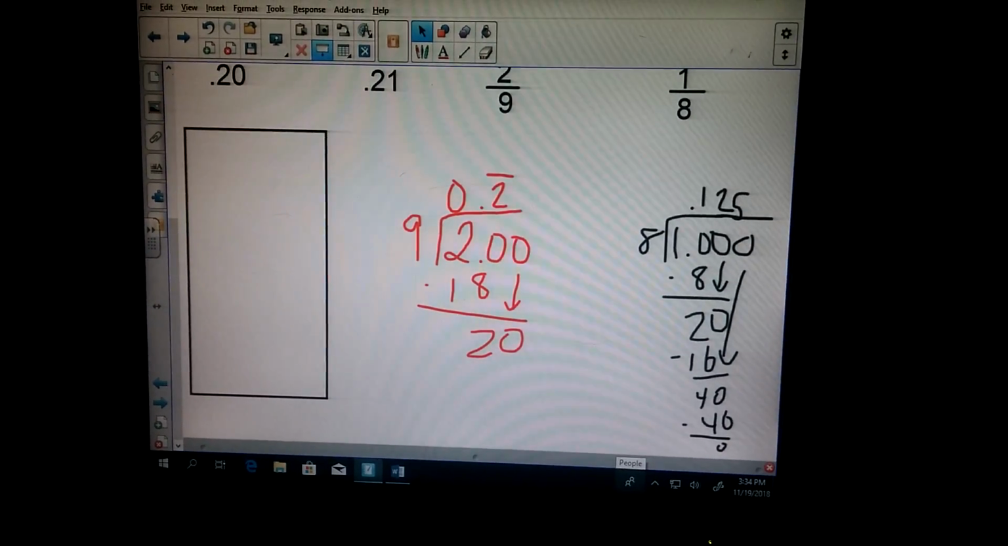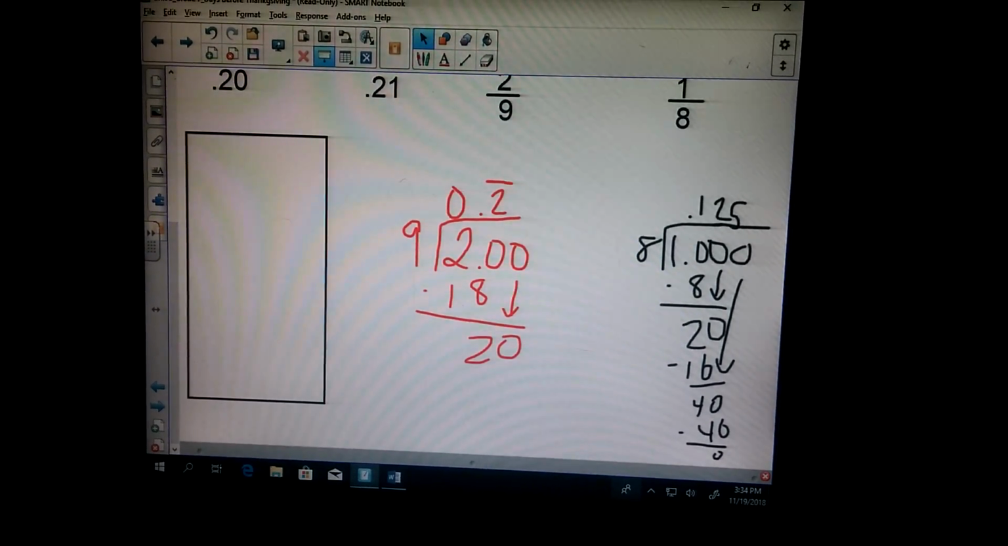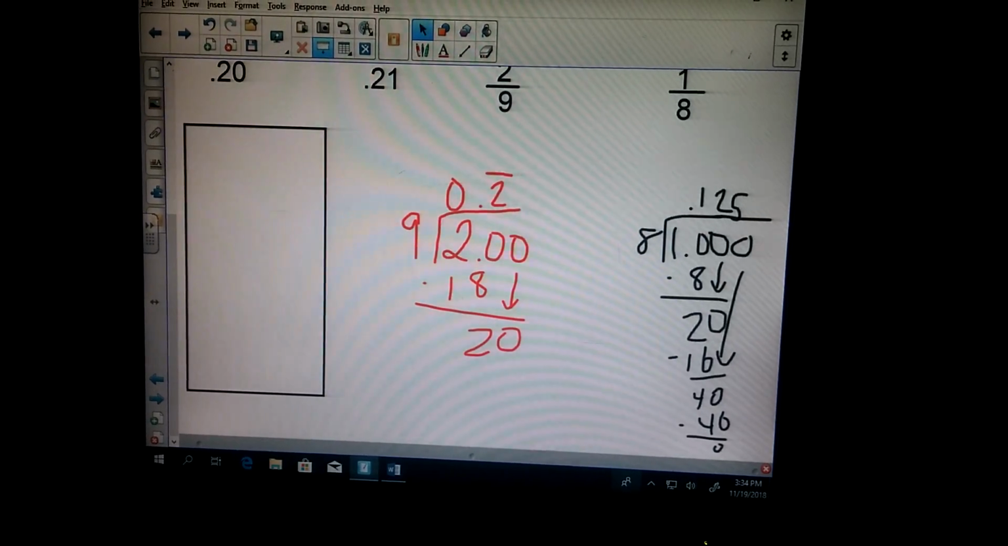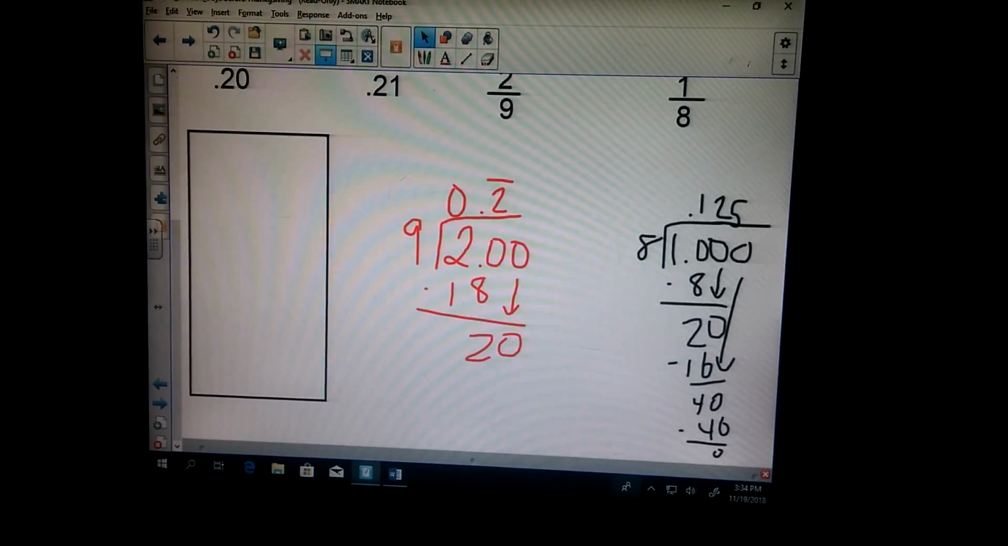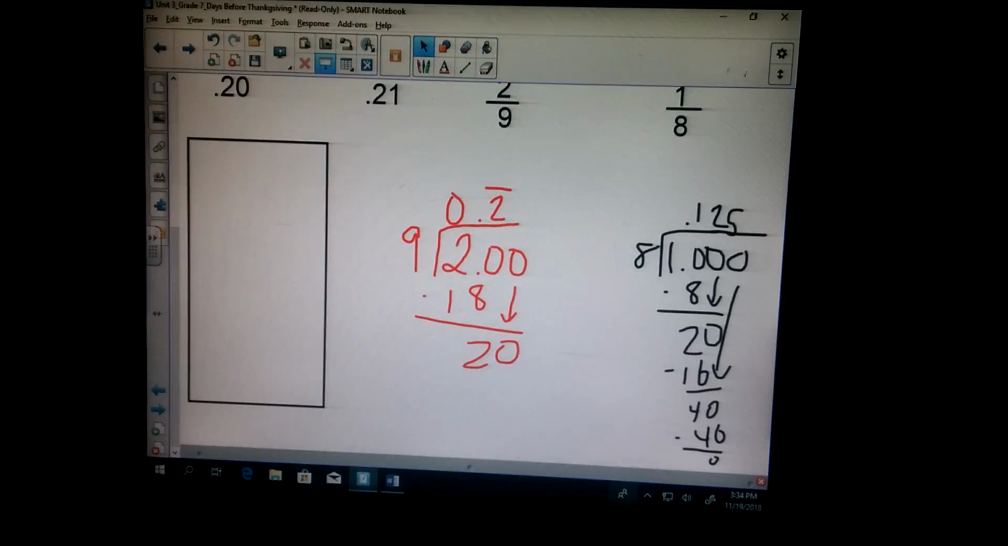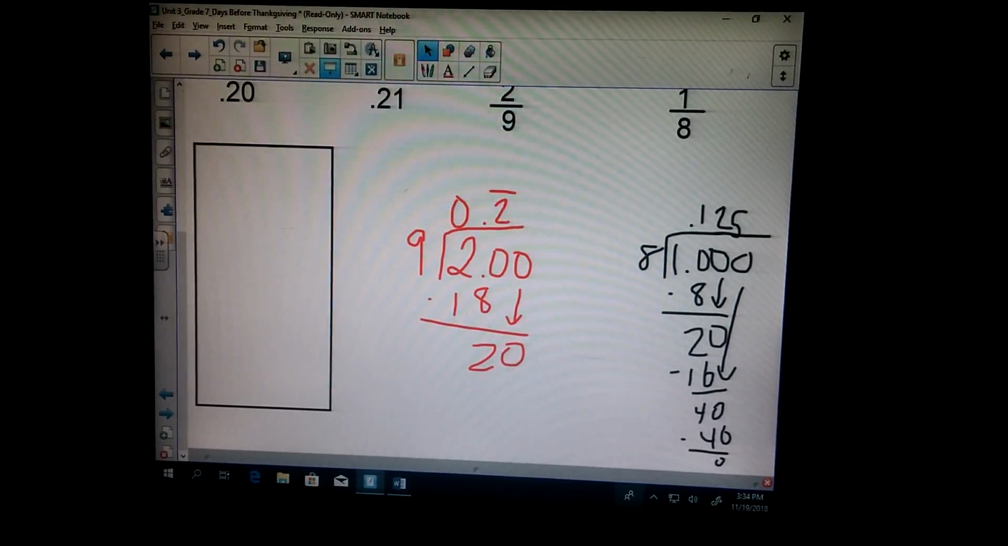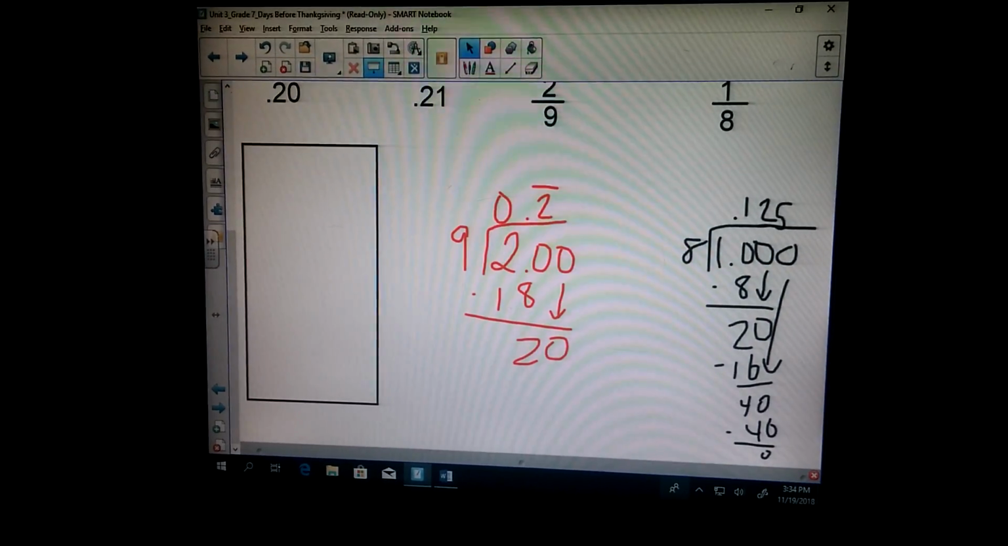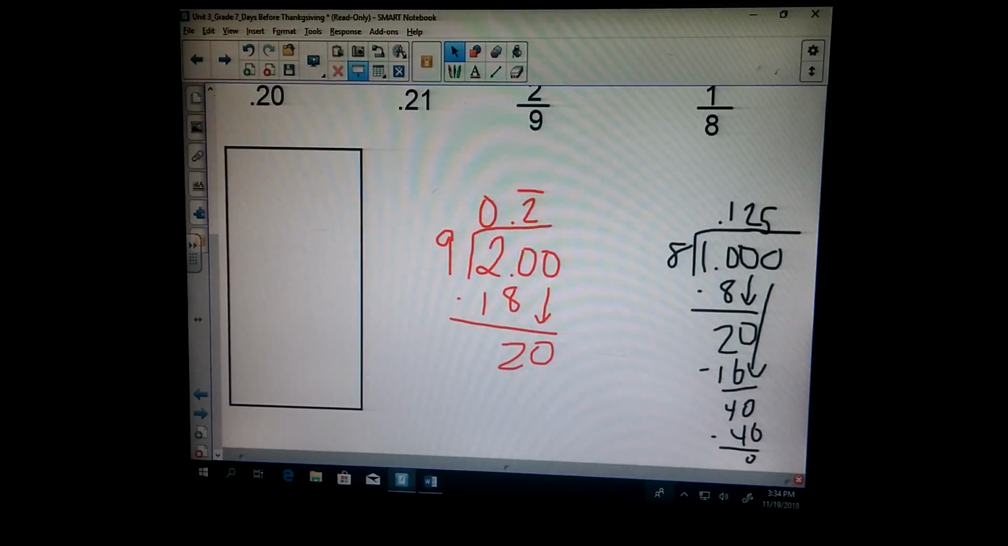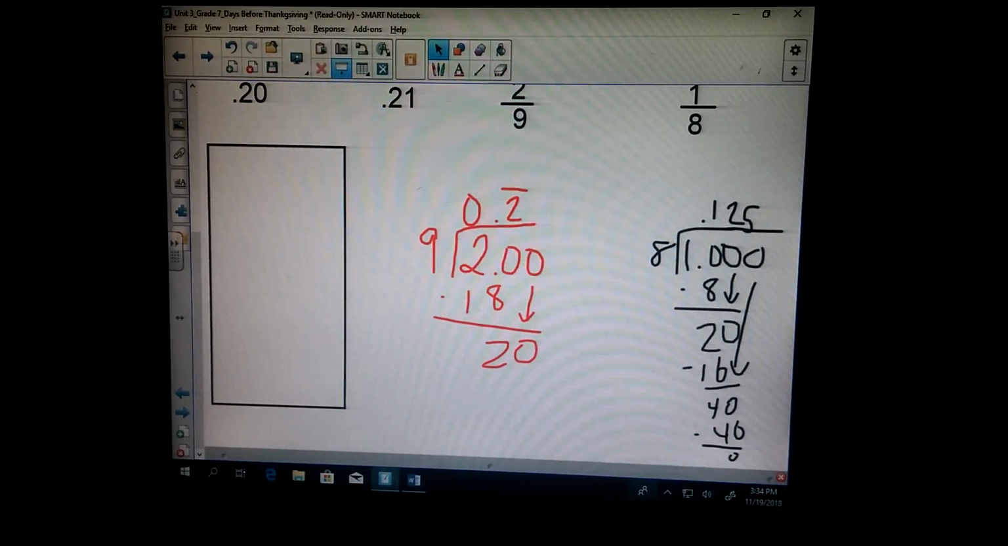When you divide 2.00 by 9, 9 can go into 20 twice, which gives you 18. When you do 20 minus 18, it leaves you with 2. You bring down the 0, and no matter how many times you do this, you're going to end up with a 2. So it is 0.2 repeating.